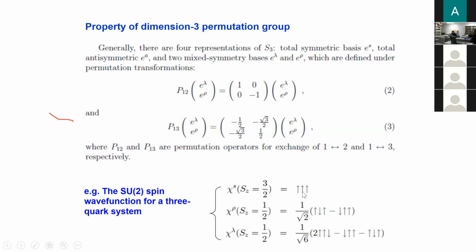If we look at the spin wave function, the total spin 3/2 will have, for example, a symmetric state, which is the eigenstate of the spin projection. If we have the rho type, it means that the 3 quarks must be organized in such a way that their total spin must be 1/2. And when you interchange the first two quarks, a sign will arise in the wave function. And for the lambda, the way we organize it will make it have a symmetric structure when you interchange the first two quarks.